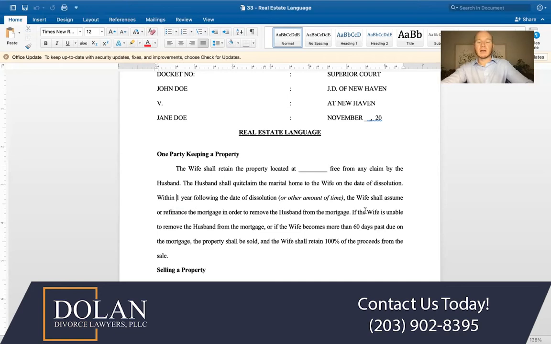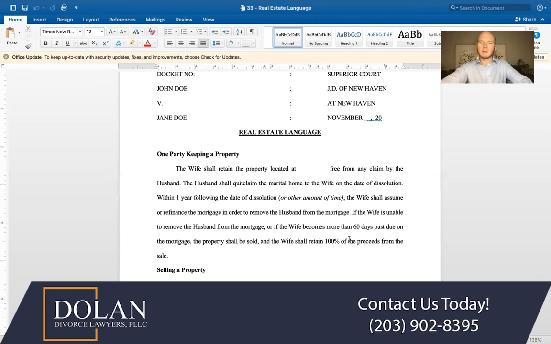And then if she's not able to do that, you're going to need some mechanism of how that is dealt with. So the norm is to say if the wife is unable to remove the husband from the mortgage, or if the wife becomes more than 60 days past due on the mortgage, the property shall be sold and the wife shall retain 100% of the proceeds from the sale.